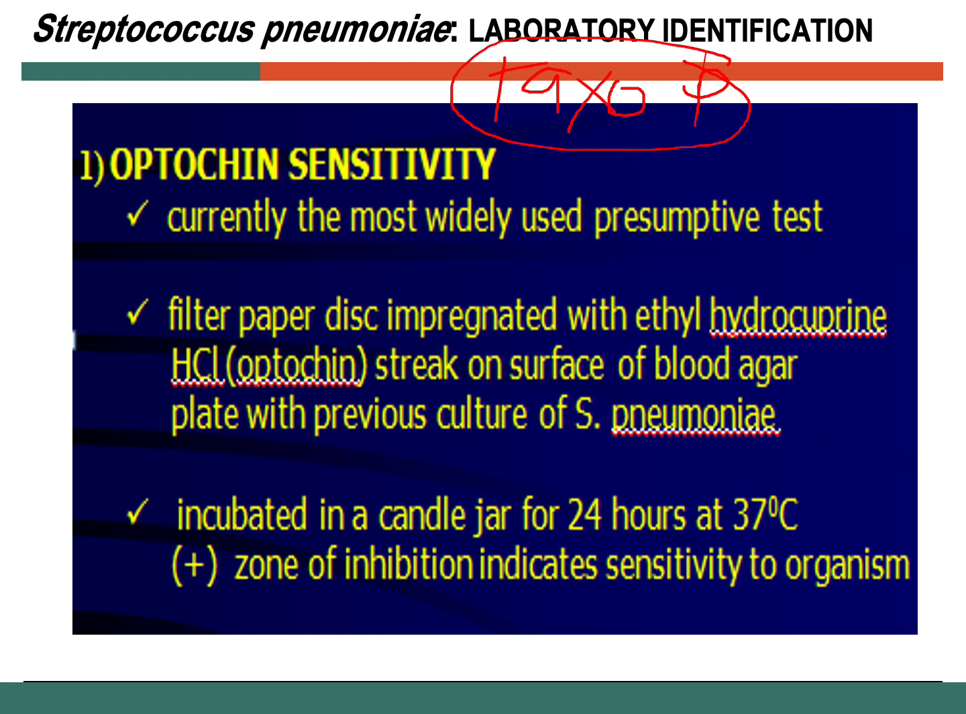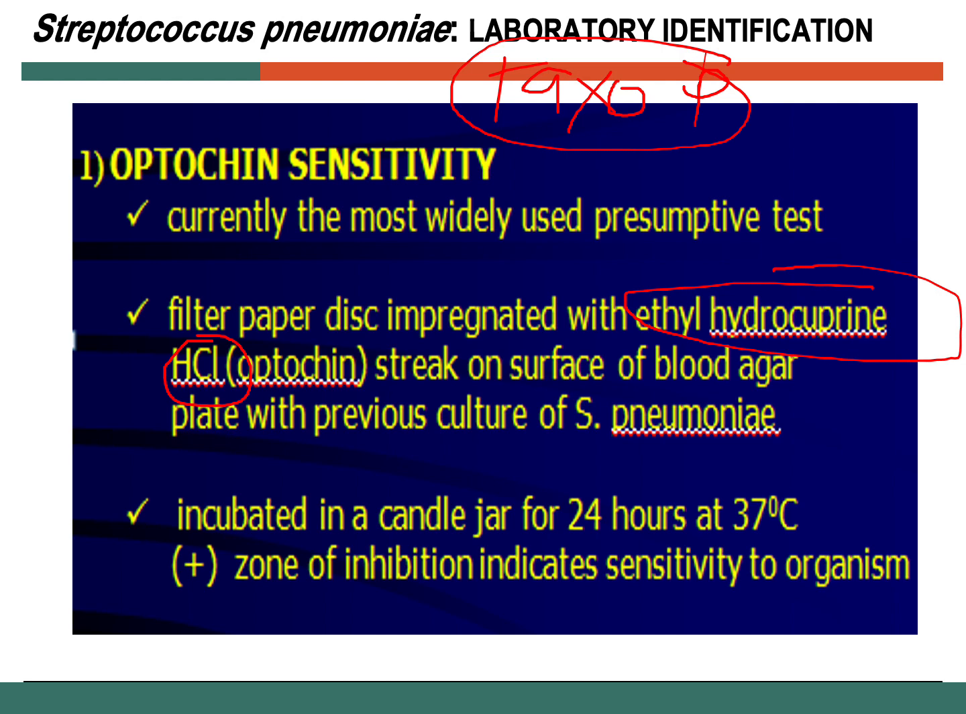Similar procedure, you do a lawn culture and you put your antibiotic disc. By the way, the chemical name of the optochin disc is ethyl hydrocupreine hydrochloride. That's your chemical name for the optochin disc. Take note of this name because this will usually come out during your board exam.